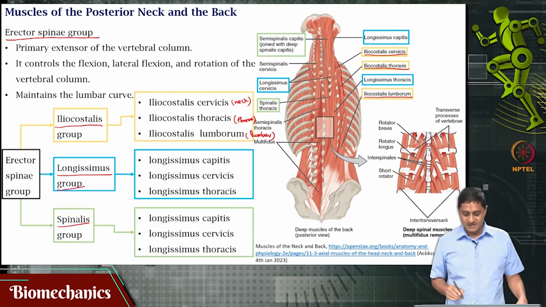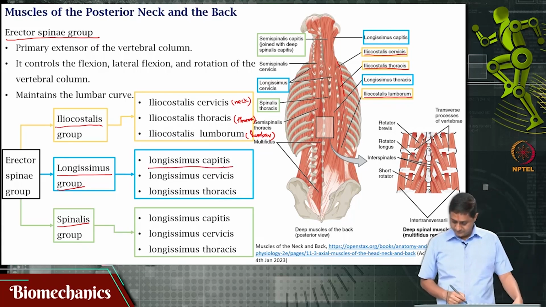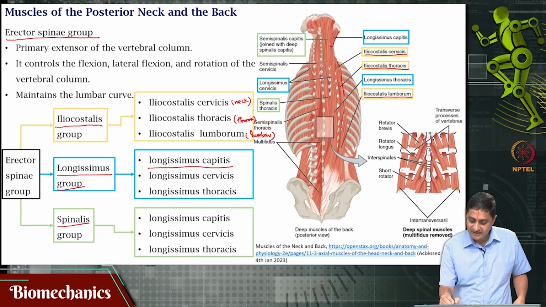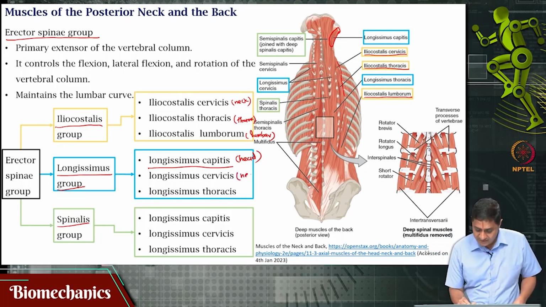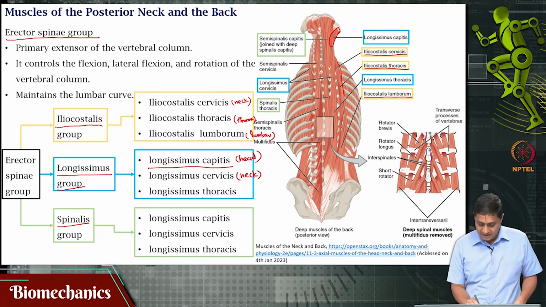Already we saw one of these muscles, the longissimus capitis. This longissimus capitis is at the level of the head. Then at the level of the neck you have longissimus cervicis. Then at the level of the thorax you have longissimus thoracis.